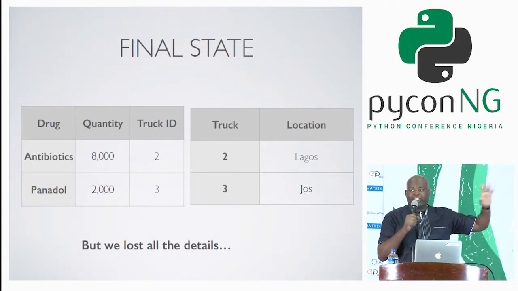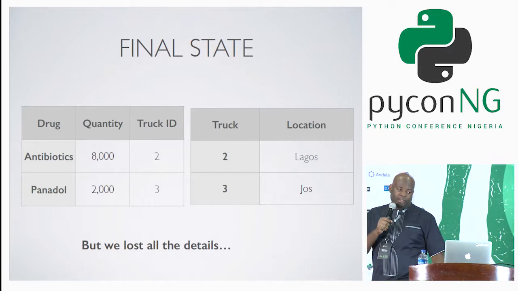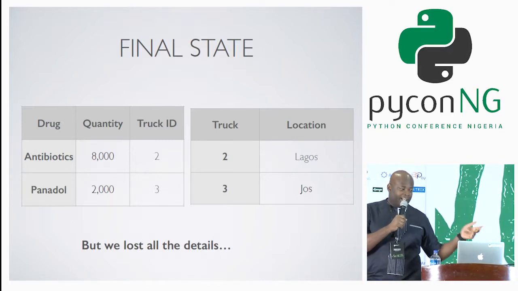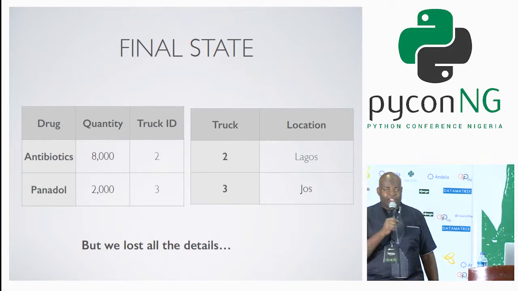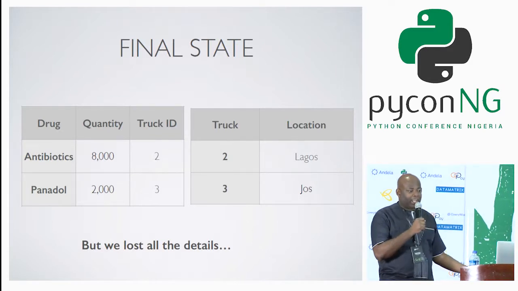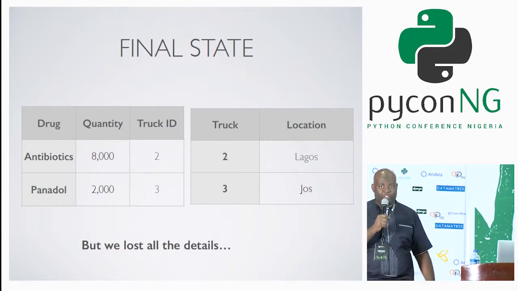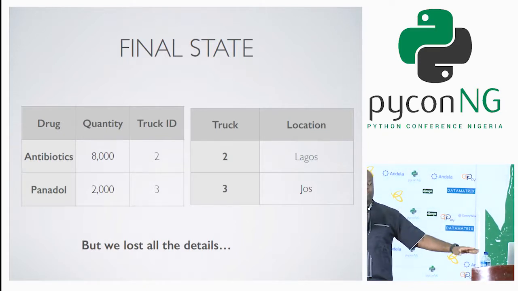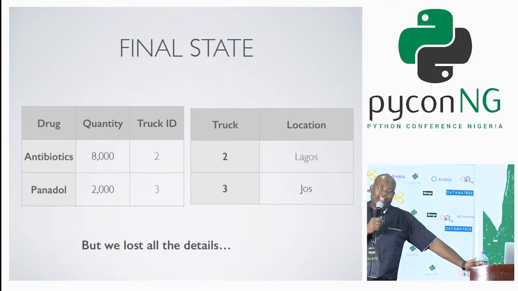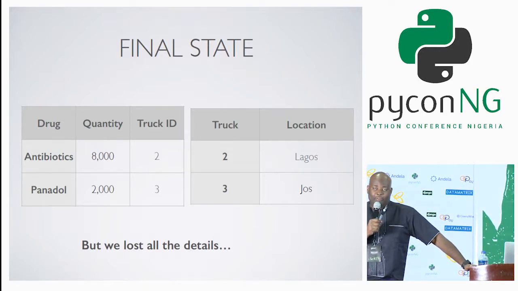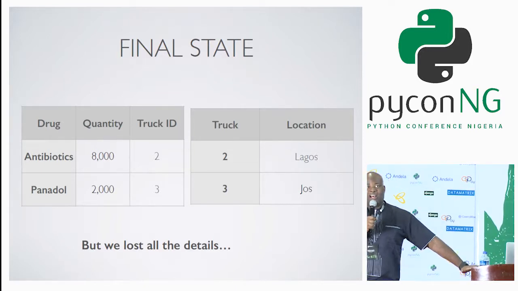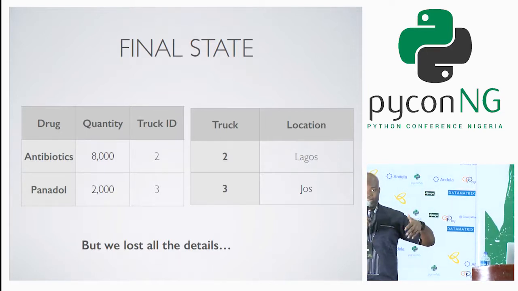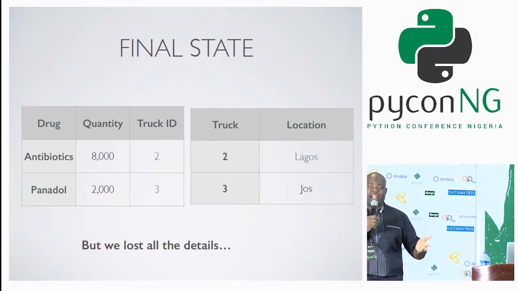So at the end of this whole example, this is where we are. There's 8,000 antibiotics in truck number 2, which is in Lagos. There's 2,000 Panadol in truck number 3, which is in Jos. But in this example here, we've lost all the details. You've lost that a delivery was made. You've lost that there was an accident. Maybe you're storing that off somewhere, but what happens when you store data like this is a lot of the in-between things that happen are just not captured.